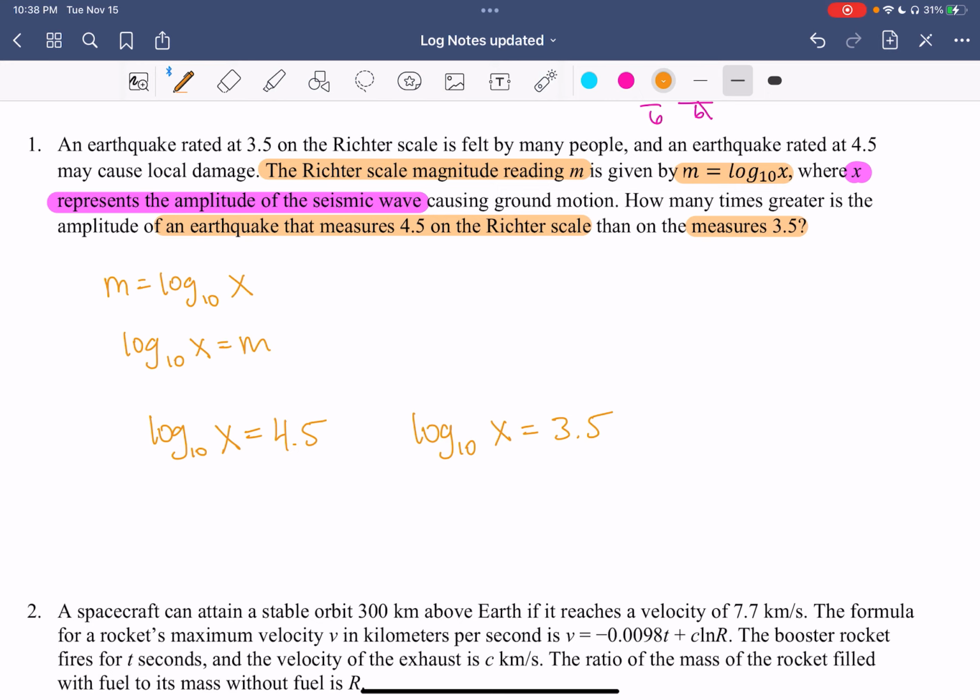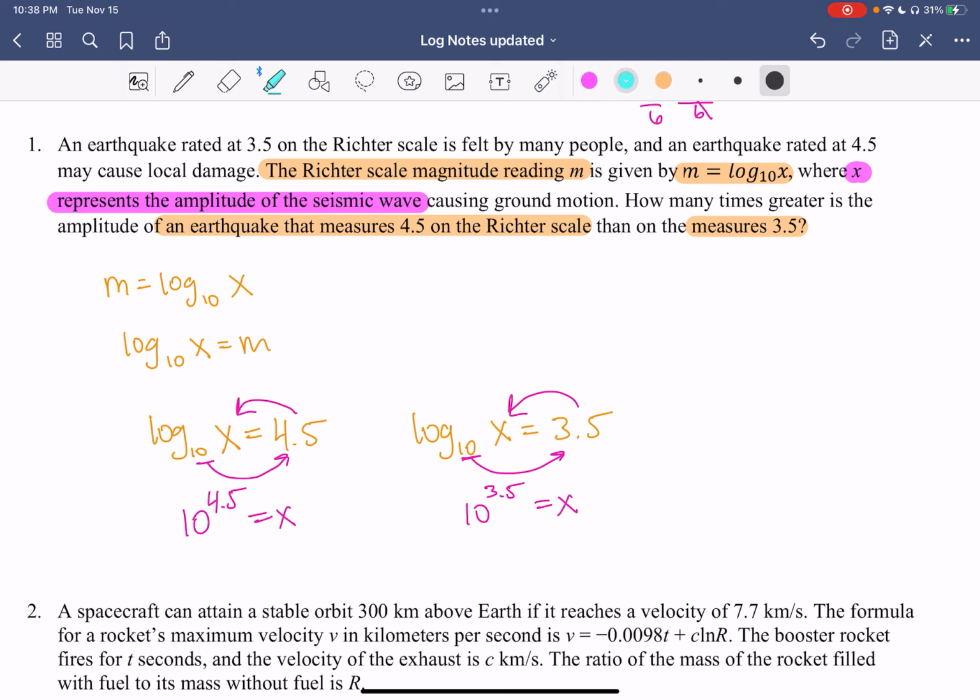To solve for this, we have one log that's equal to one number, which means you're going to rewrite it in exponential form. So that gives you 10 to the power of 4.5 equals x. And on this one, 10 to the power of 3.5 equals x.